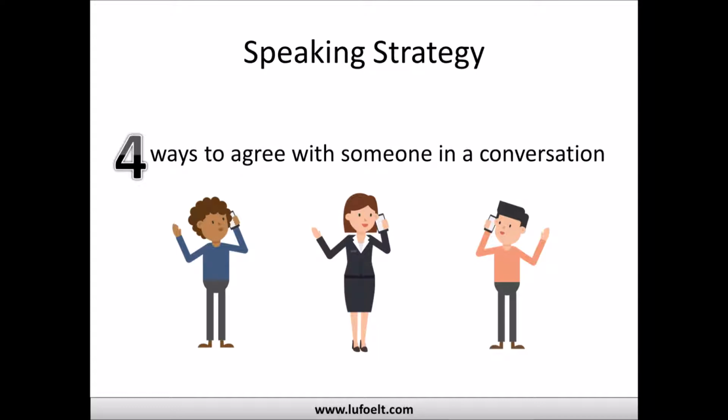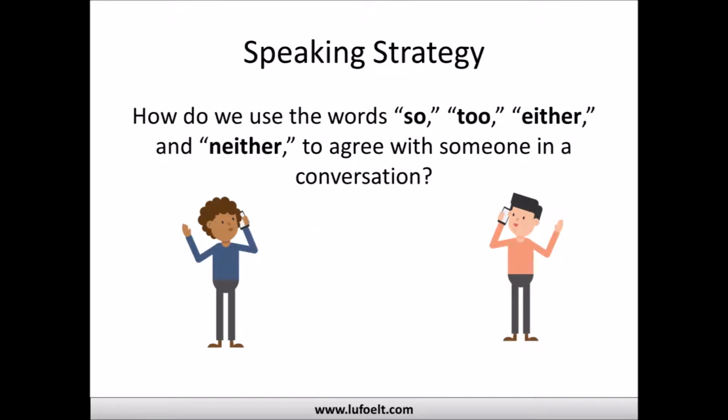This video comes at the request of one of my subscribers, and what we're going to be talking about today is 4 ways to agree with someone in a conversation. More specifically, we're going to be talking about how to use the words so, too, either, and neither to agree with someone in a conversation. So how do we do that?